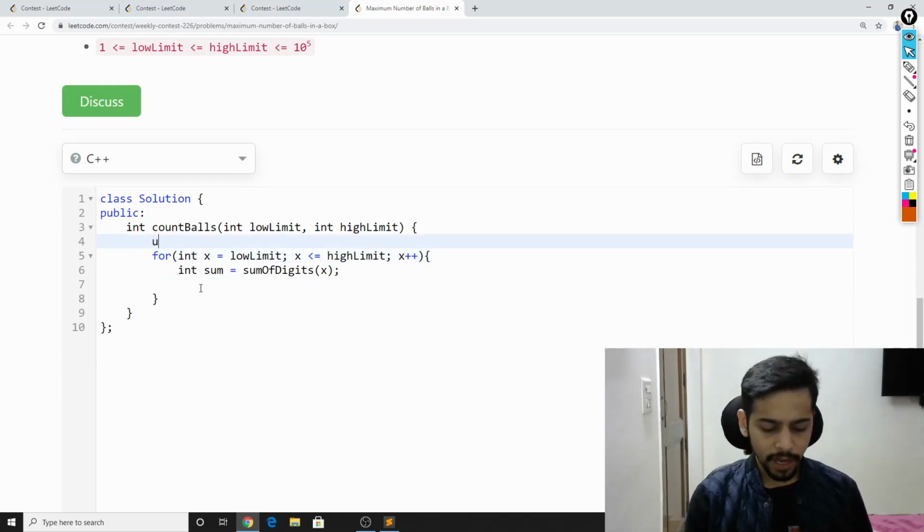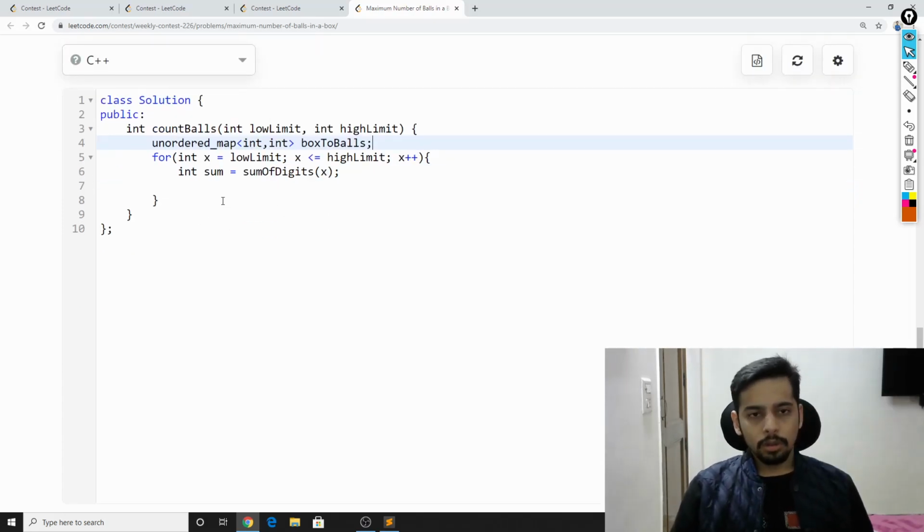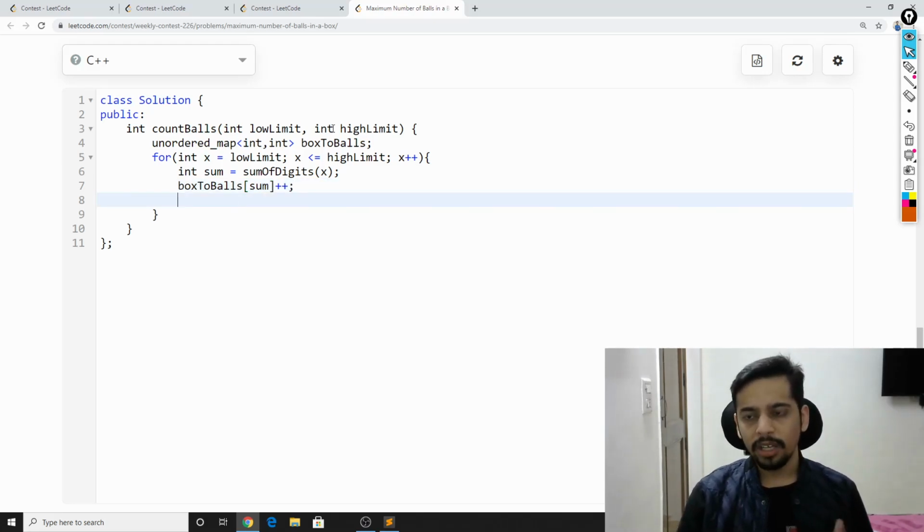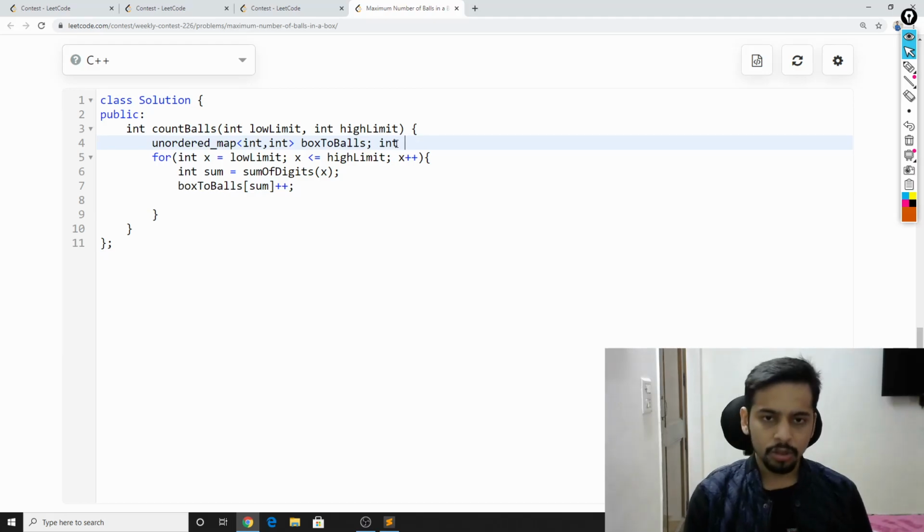So let me have a hash map that would correspond to my boxes. This map would be like box to balls. It would tell that box number i has how many balls. So I would say box to balls at this particular sum has one more ball now, right? And I need to keep track of the maximum number of balls in a given box. So let's say max balls. Initially, I initialize it to 0.